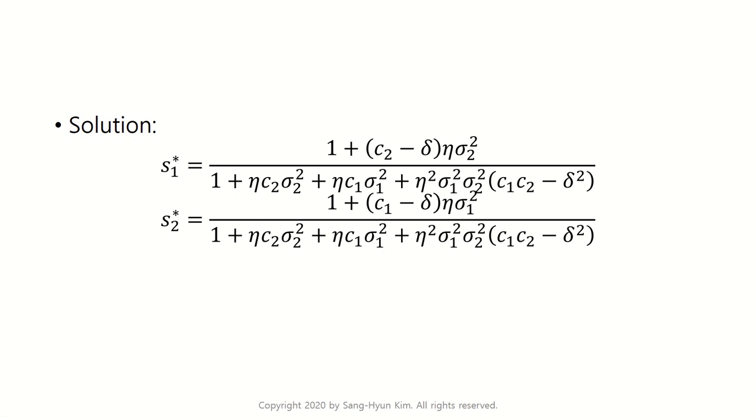Here is one practice that you can do right now. Let's assume delta is zero. Let's put zero in delta and show that this S1 star and S2 star are the same S stars that we found in the basic principal agent model. In other words, if delta is zero, then this model just boils down to the basic principal agent model, and the solution will be exactly the same.